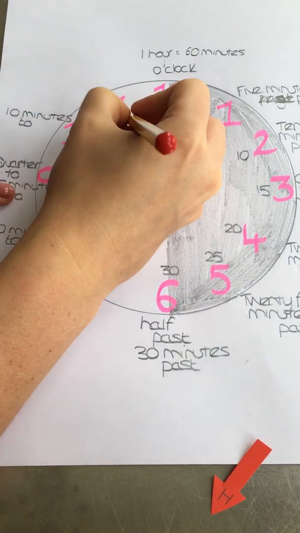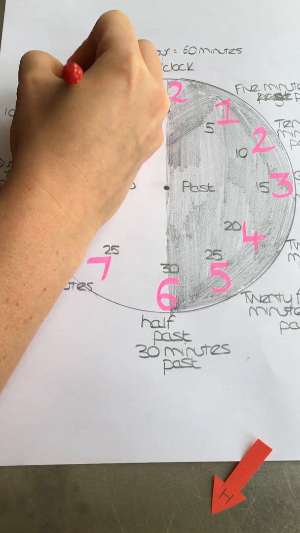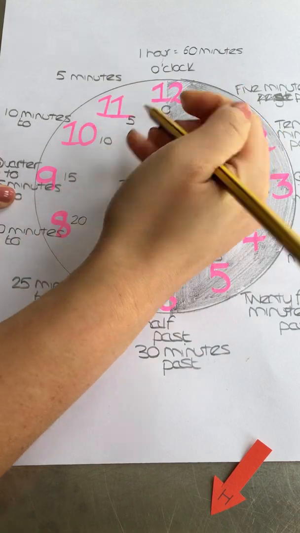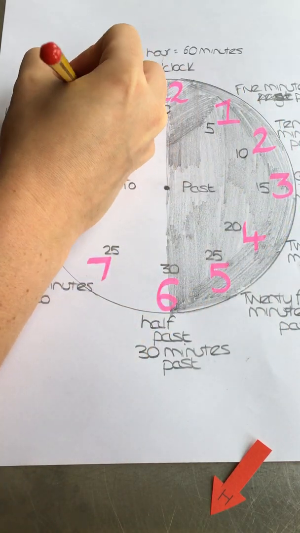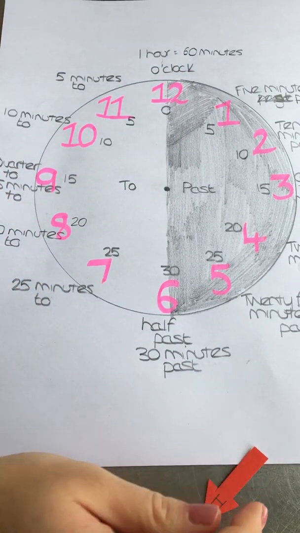10 minutes to, and then my 11, when it points at the 11, that represents that there's 5 minutes left of the hour. There's 5 more minutes to get to the 12, to get to the new hour, and I would say 5 minutes to. Okay, so let's have a little practice.